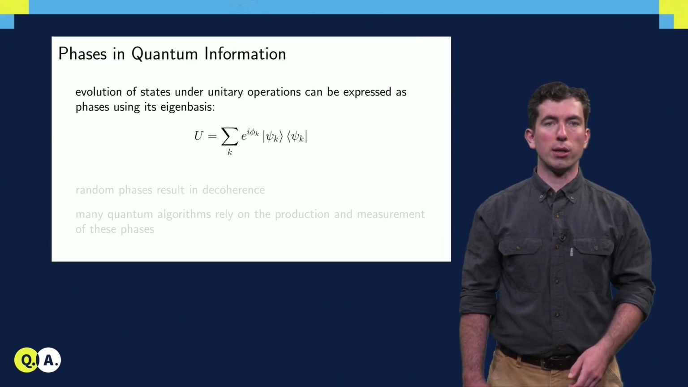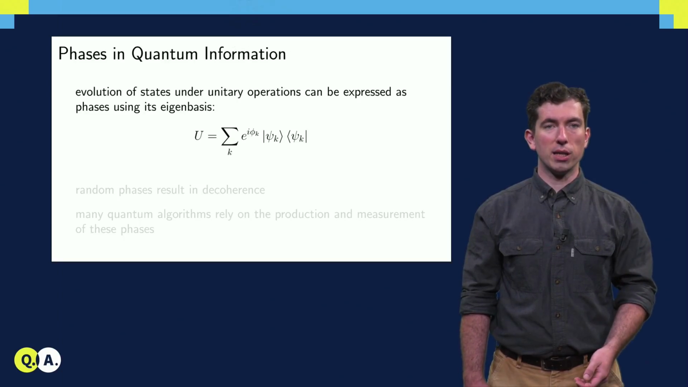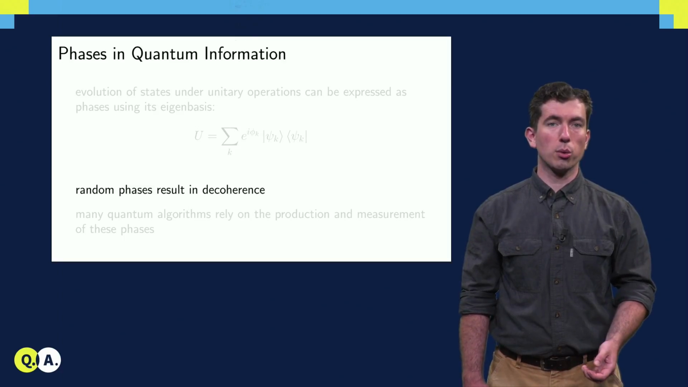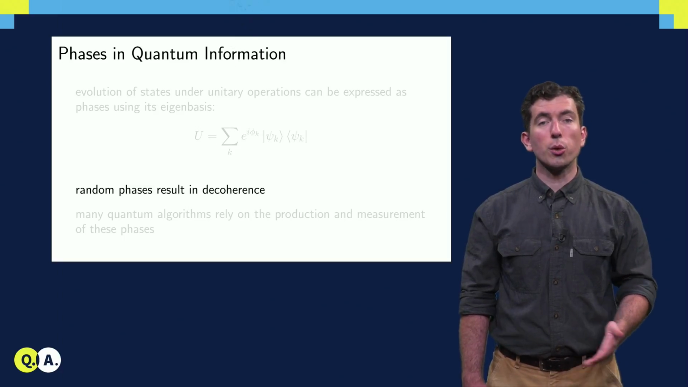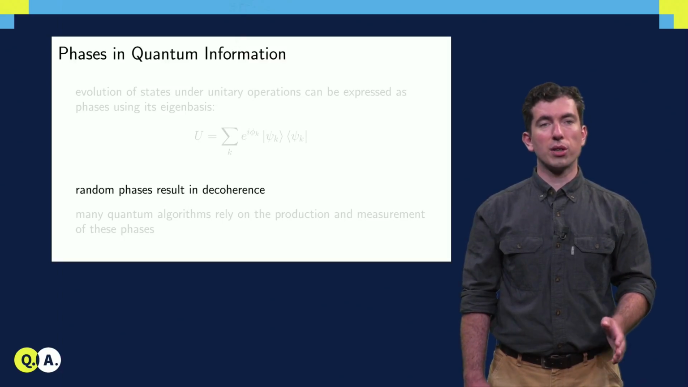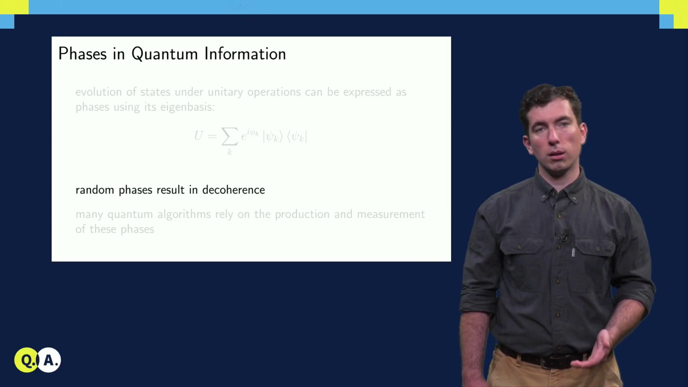Every unitary operator can be written out in its eigenbasis, and its action is reduced to a set of these phases. If we put one of the eigenstates in, the output is the same state multiplied by that phase. If a phase is randomly applied to some of the components of a quantum state, this decoheres the quantum state. So keeping track of phases is important even at the physical level before we discuss any quantum algorithm.